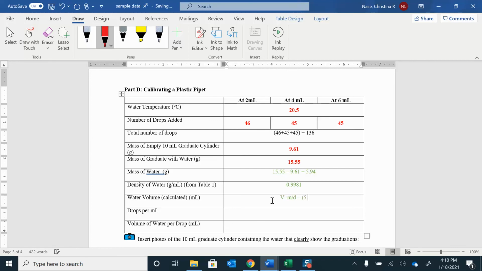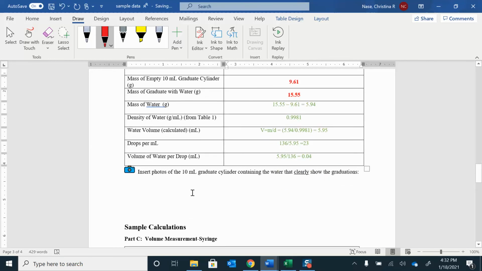I'm going to do the mass, 5.94 divided by the density, 0.9981. And when I work that out, my new volume that I'm calculating is 5.95 milliliters. Now, drops per mil, I'm just going to take my 136 drops and divide it by the milliliters, 5.95. So take the total drops, 136, divided by the volume, 5.95 mils, and I got like 22.9 drops per mil, or I'm going to just round up to the whole number of drops, so about 23 drops per mil. And if you want to reverse that, to figure out the volume per drop, you do 5.95, whatever your volume is, divided by the drops. So I had 136 drops. When I work that out, I end up with like 0.04 mils.